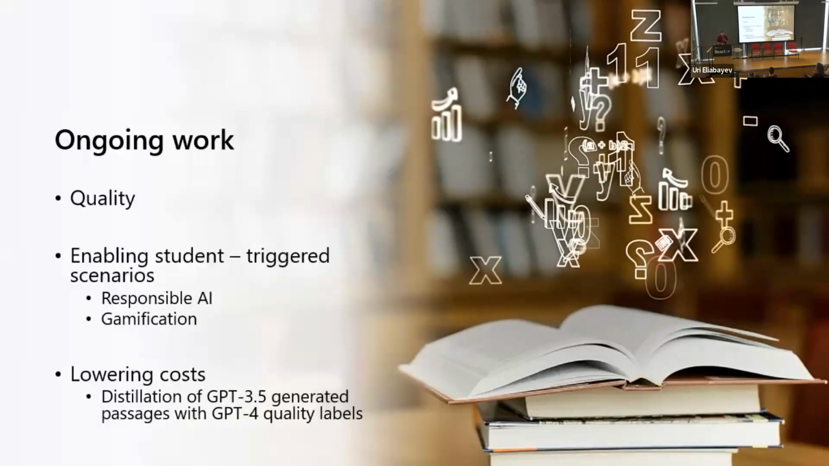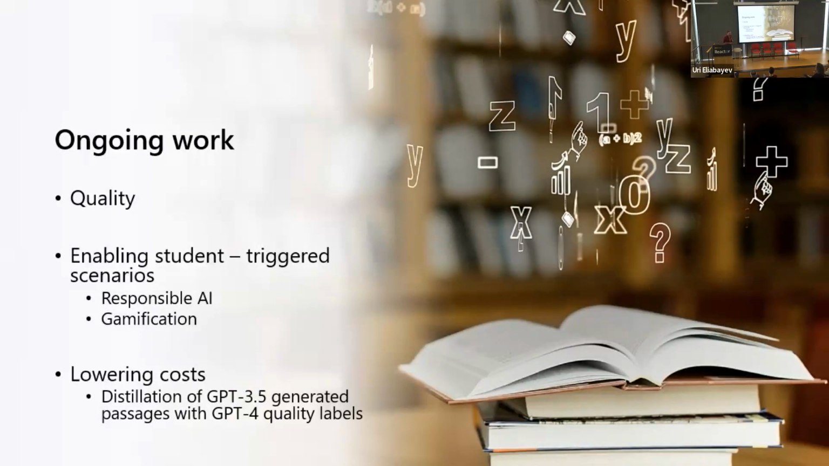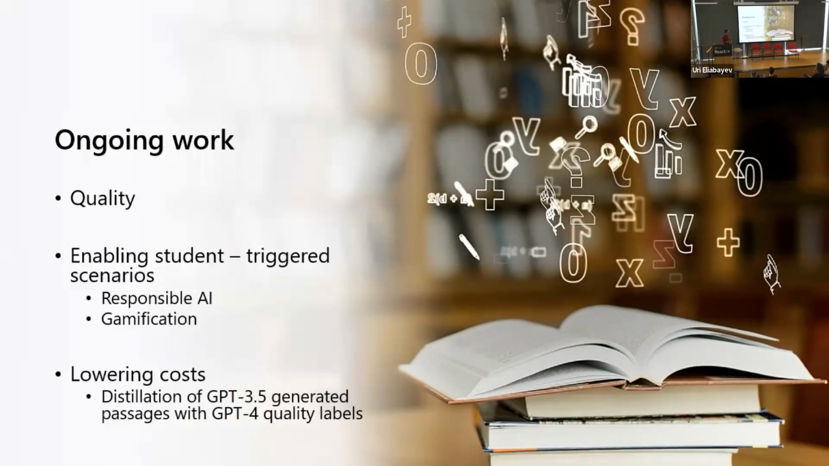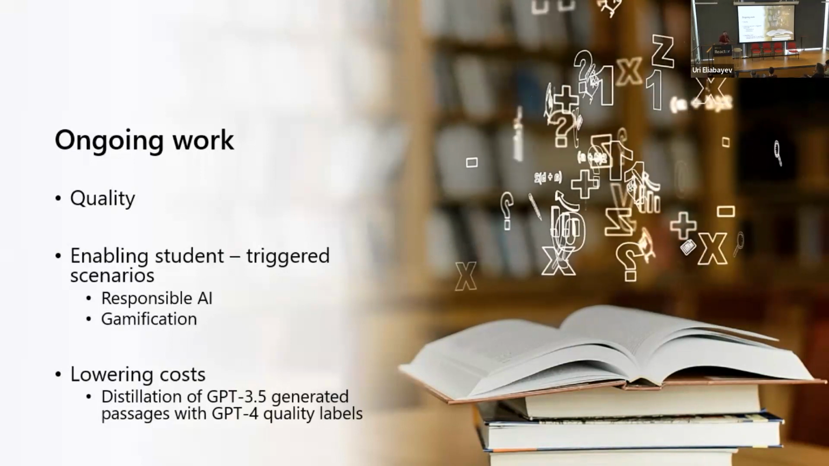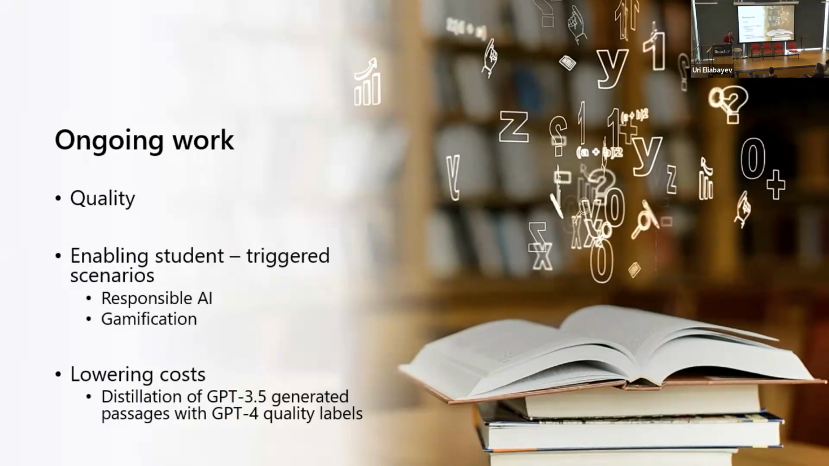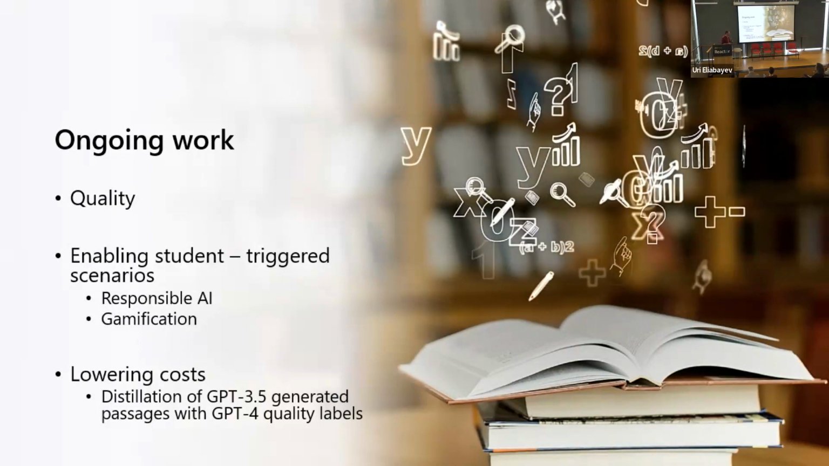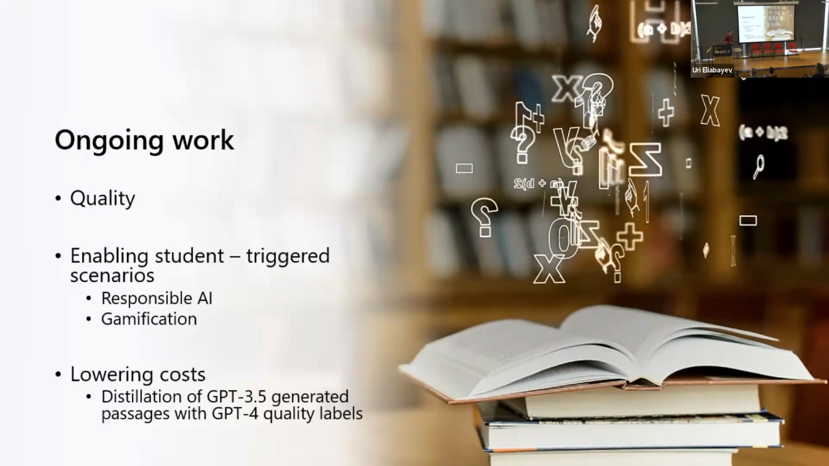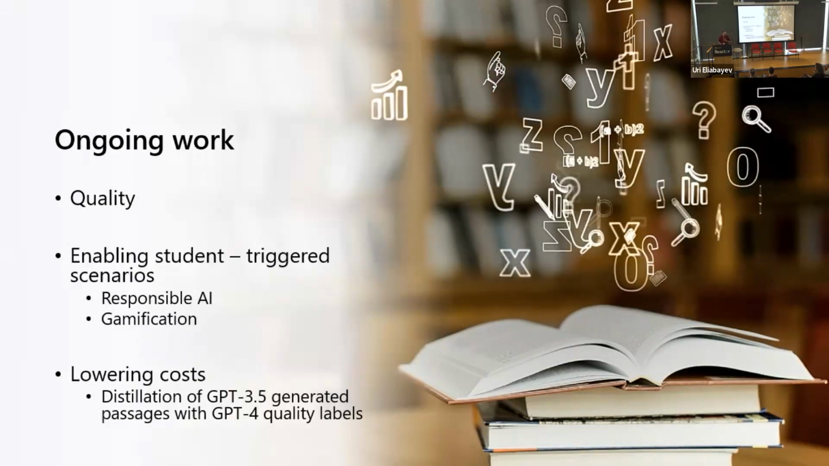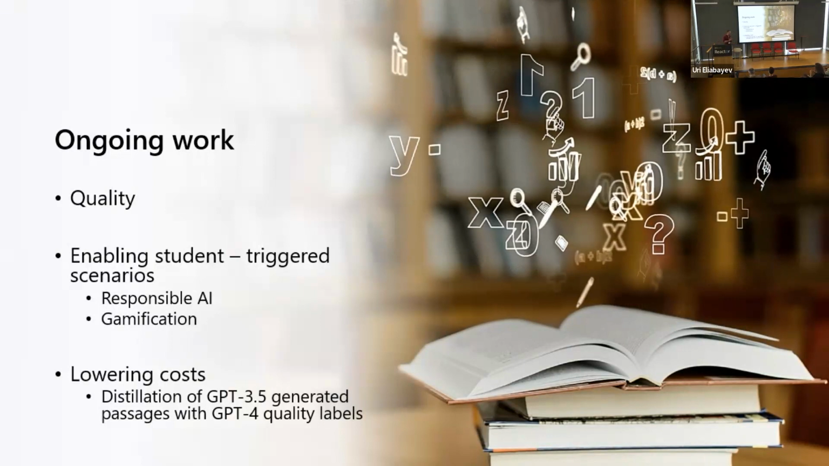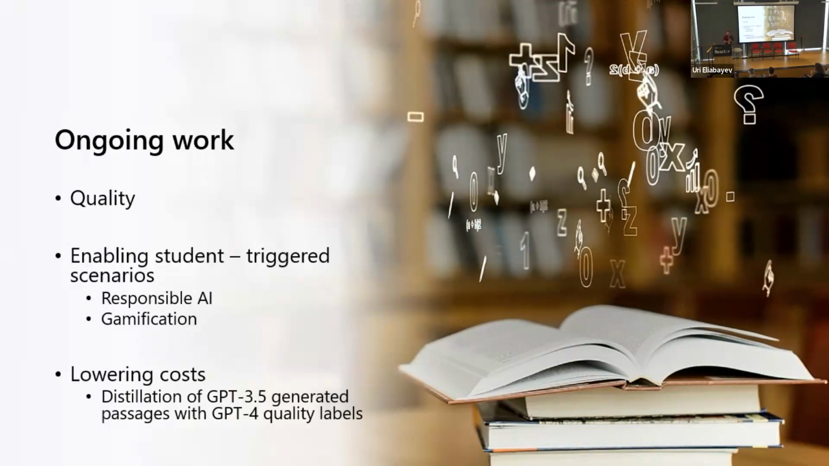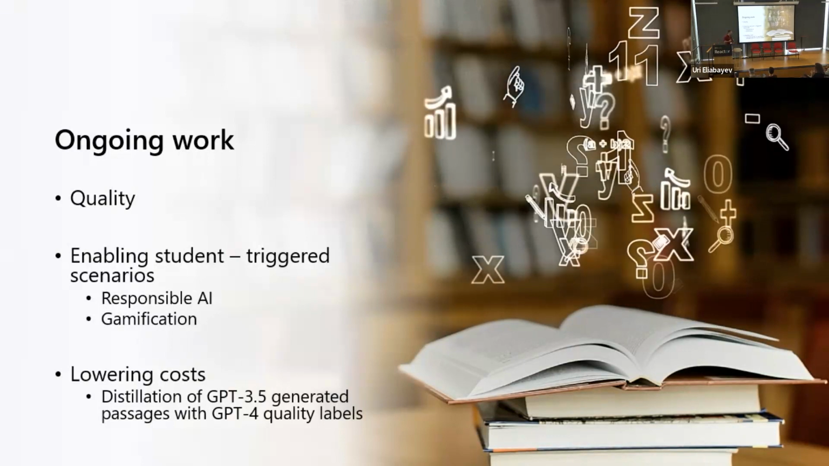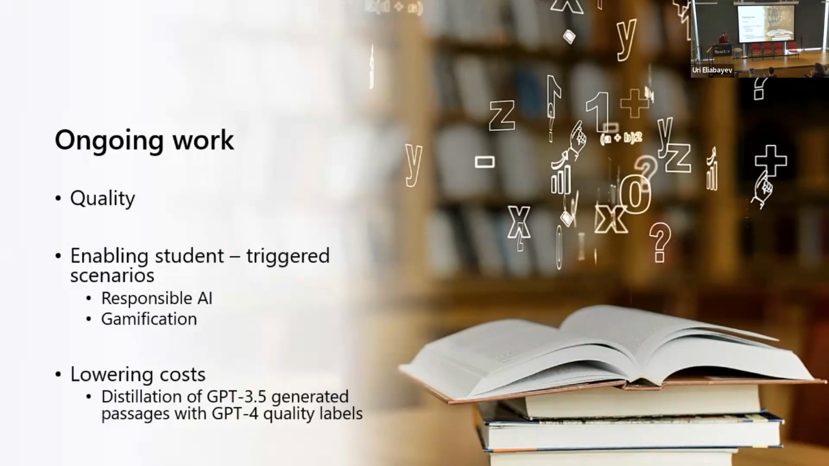Okay, so to finish up, I'll just highlight some of the work that we're continuing to work on. Of course, quality is an ongoing task. We're still measuring and improving, and we're evaluating. It's especially difficult because we're not students. We don't know how students would react to the results. We need to somehow release something out to the world and then measure how that works. So we're working in private previews with educators across the world.